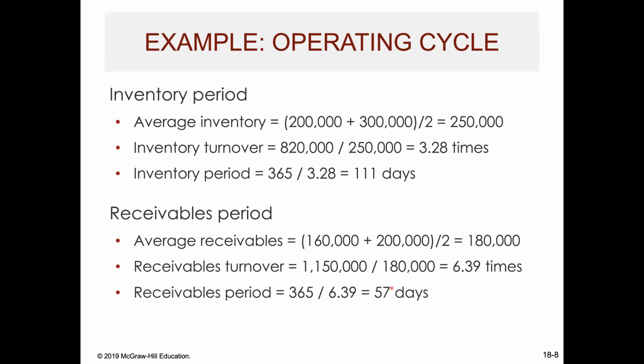And so we have 57 days to receive cash. What this tells us is that from the point of sale, from the time we sell our product, it takes 57 days on average for us to collect the money. And the inventory period, it takes 111 days for us to sell what was in our inventory. Okay, so our operating cycle is just inventory period plus receivables period. So 111 days plus 57 days. So the operating cycle is 168 days.